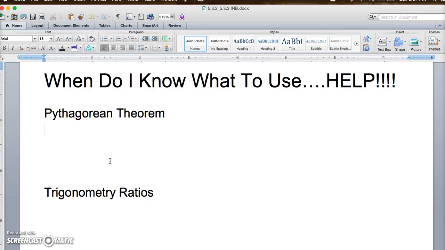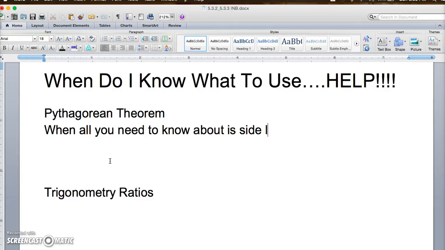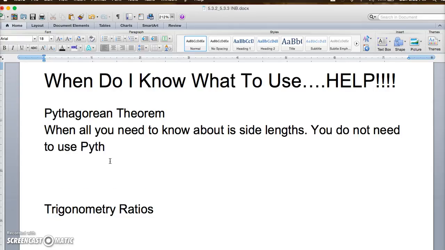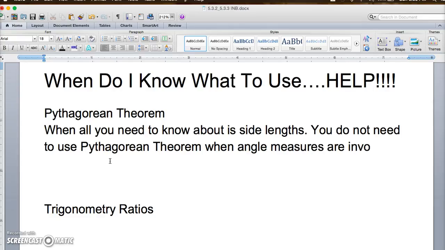So for the Pythagorean theorem, you know to use that when all you need to know about is side lengths. You do not need to use Pythagorean theorem when angle measures are involved.